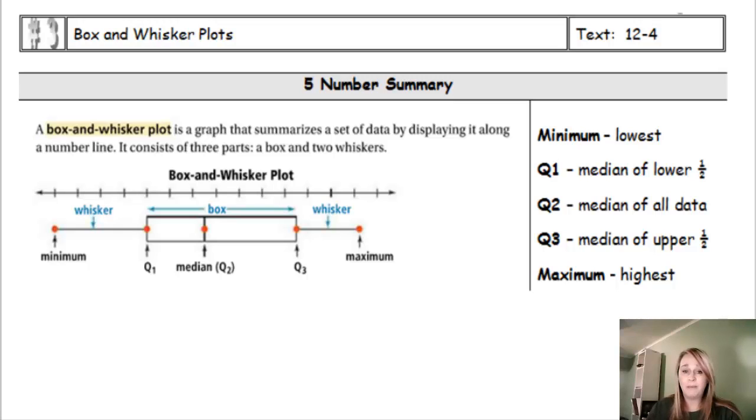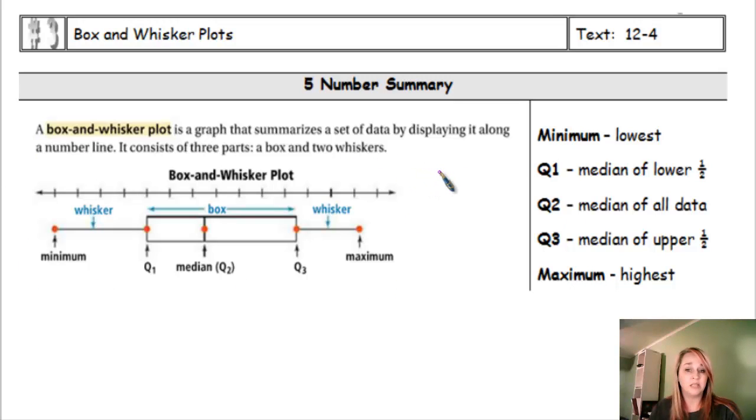Today we're talking about box and whisker plots. Now in order to construct a box and whisker plot, there are 5 particular numbers that you have to be able to find. This is called a 5-number summary. The 5-number summary are the minimum, Q1, Q2, Q3, and the maximum, and we'll talk about those in a minute. Here's what a box and whisker plot looks like.